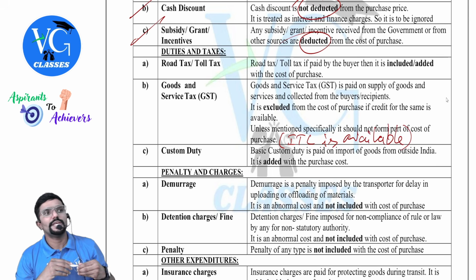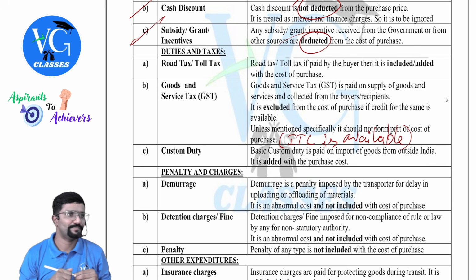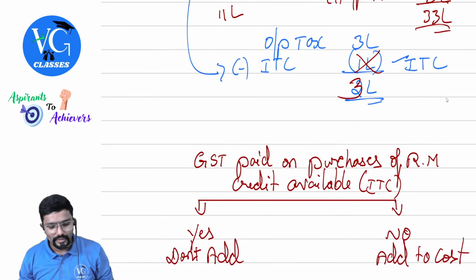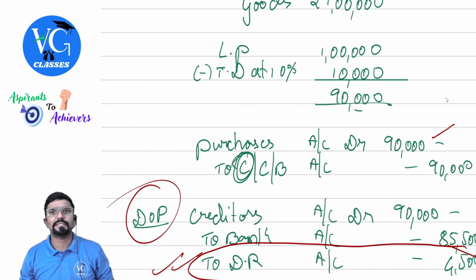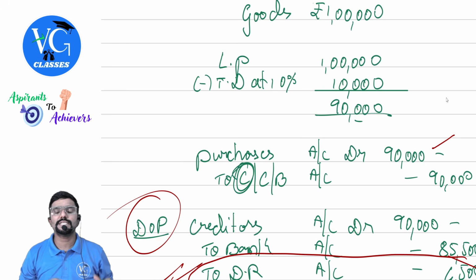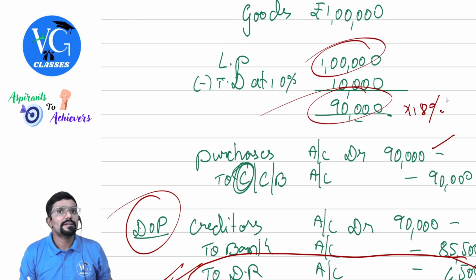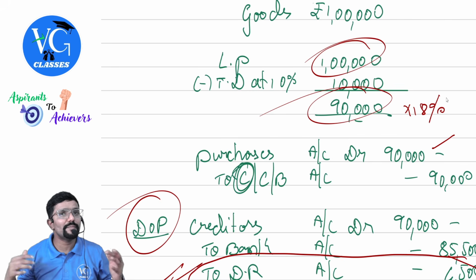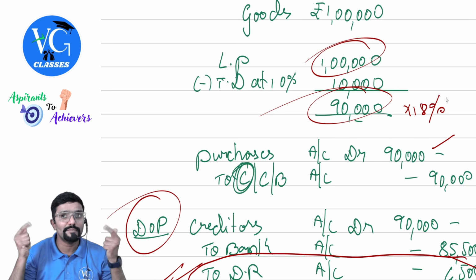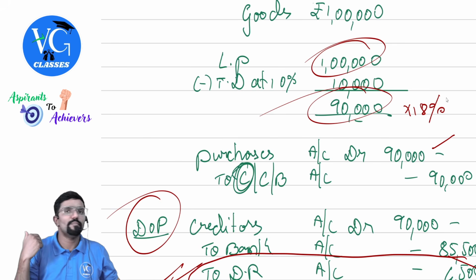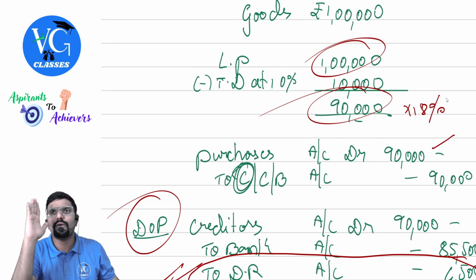If the question is silent, but they themselves have given that credit is not available, then what do you do? Add it. And one more thing, guys. They may give GST in percentages. Assume GST is given as 18%. In this case, I have to apply GST on 90,000. And if they give the breakup, CGST and SGST separately, please take 9% CGST and 9% SGST. Please give a breakup, don't take the aggregate. Hope you guys are getting what I'm trying to tell.